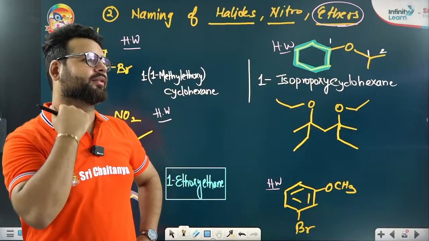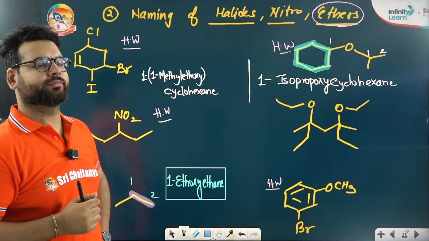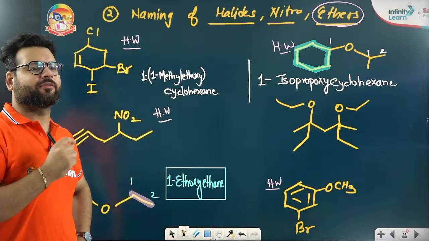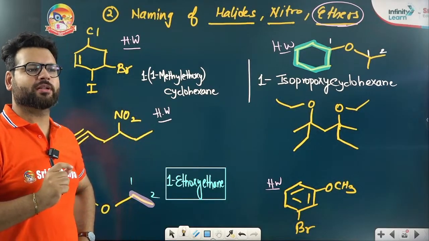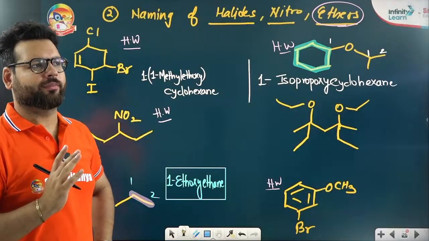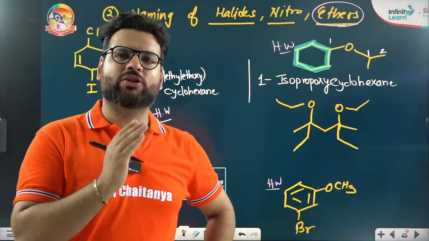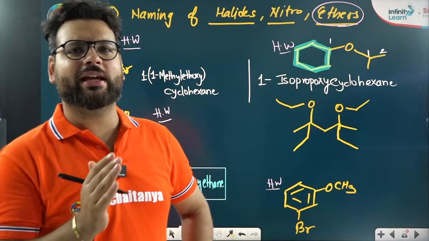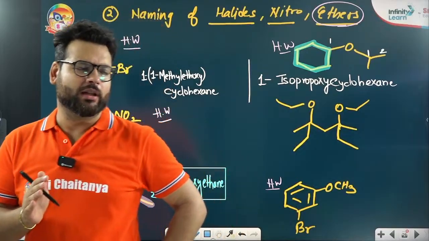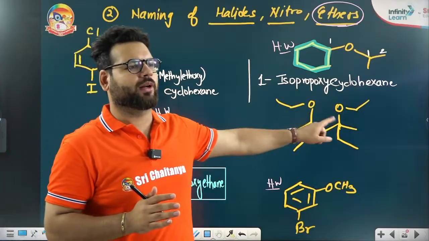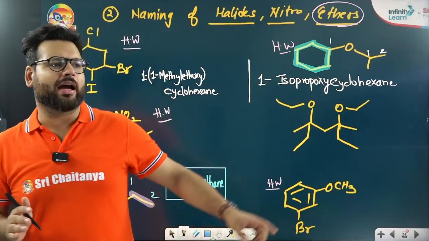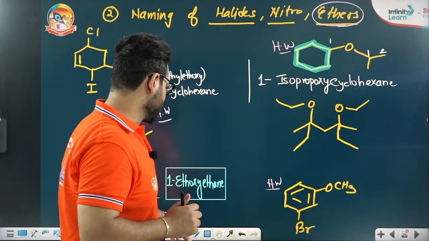Is it clear? Might be a little tough, but after a few attempts, you should be able to answer them. At number 1, we have an isopropoxy on a cyclohexane. Clear? Can you name this one now? I want everybody to name this one now. Name it.